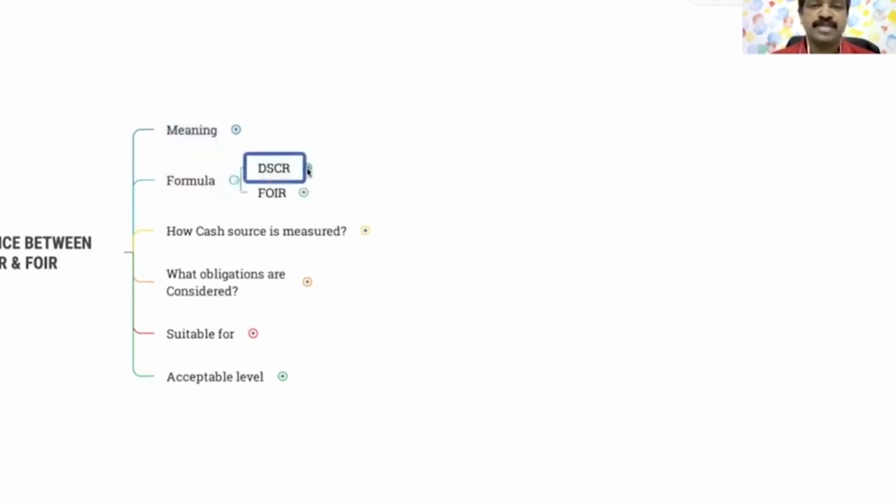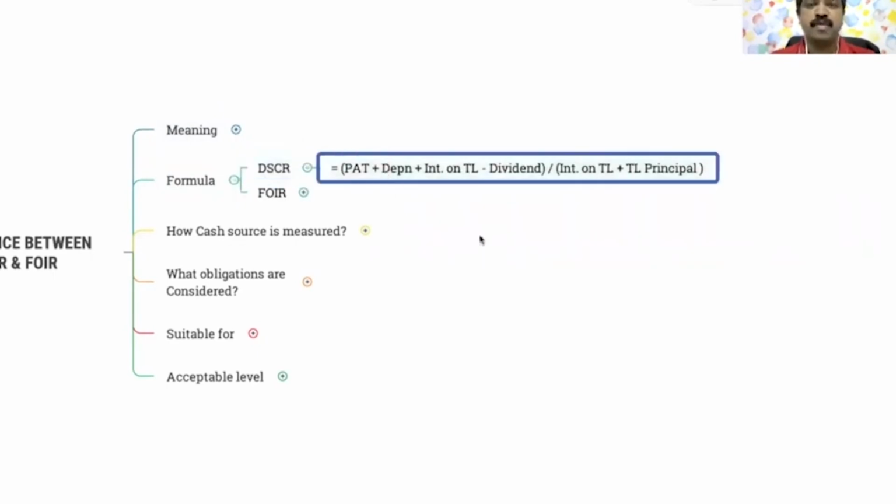First, let's look at DSCR. The formula: the numerator is cash accruals and the denominator is obligation. How is this cash accrual calculated? It is calculated as profit after tax. Then it is added back by depreciation because it is a non-cash item. Then it is added back by interest on term loan because we want to know the cash profit before paying interest. So for that reason, we add back interest on term loan. This goes to the numerator. Whereas in the denominator, it will be interest on term loan plus principal commitment.